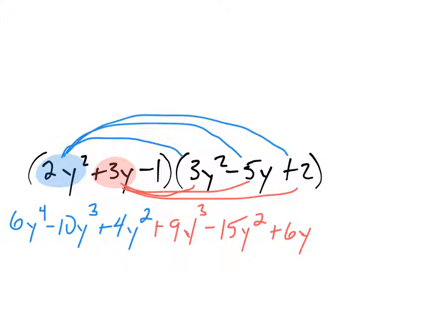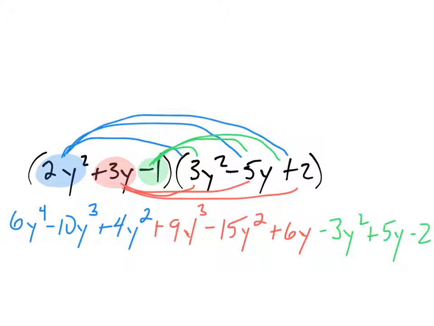From here, we'll be multiplying that last piece. Let's see, the negative 1. And we'll take the negative 1 times the 3y squared to get negative 3y squared. We'll take the negative 1 times the negative 5y to get a positive 5y. And negative 1 times 2 to get negative 2.